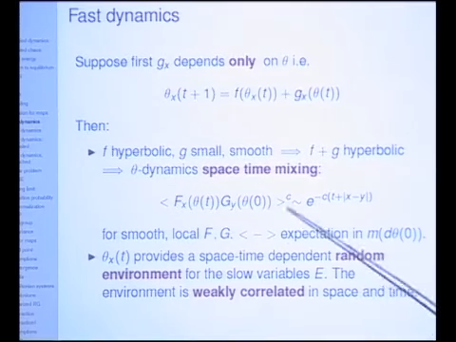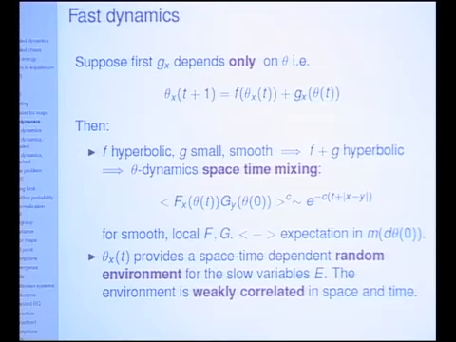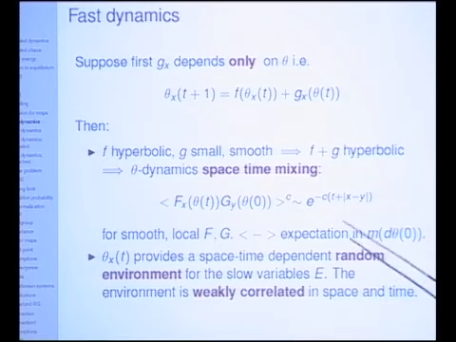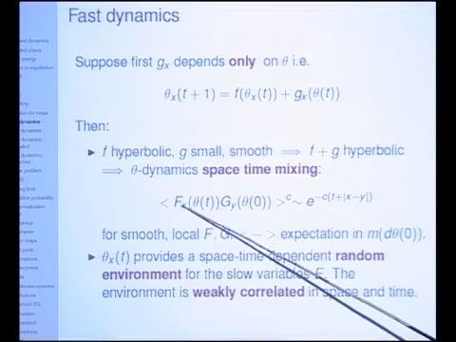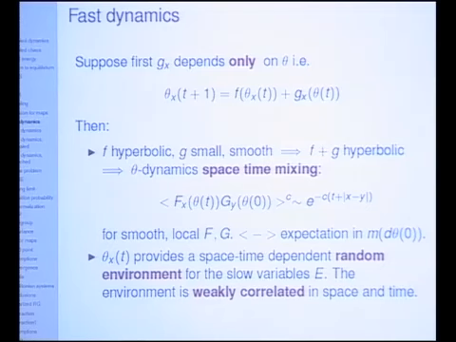I have the space-time system, so these are space-time mixing dynamics. That means that if you look at, say, the connected two-point function, it decays both in time and in space, exponentially in time and space. So the fast dynamics is very nice. That's because I chose it to be completely hyperbolic. So if you take some smooth observables of the thetas, then you have exponential decay in space and time. So these fast variables provide a space-time dependent random environment for the slow variables.